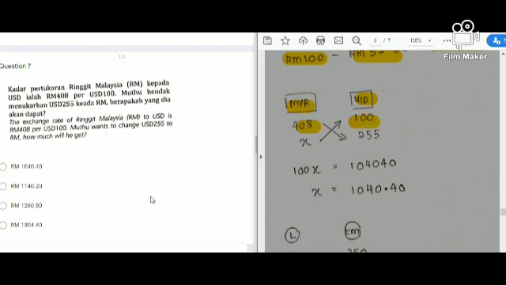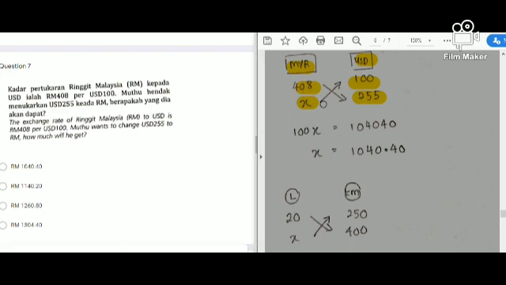Mutu wants to change 255 USD to Malaysia ringgit, but you don't know how much that is in Malaysia ringgit. So since you don't know, you write X here. But you know when X is converted to USD, you will get 255. So you write 255 at the USD part. So now you do cross multiply.